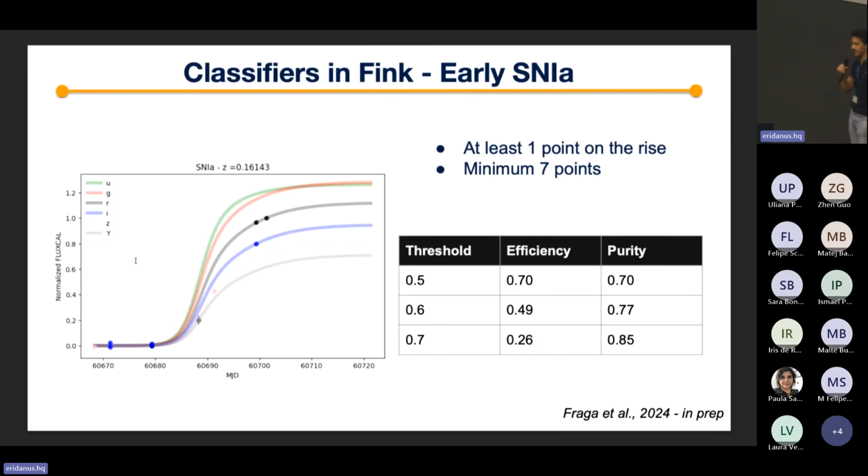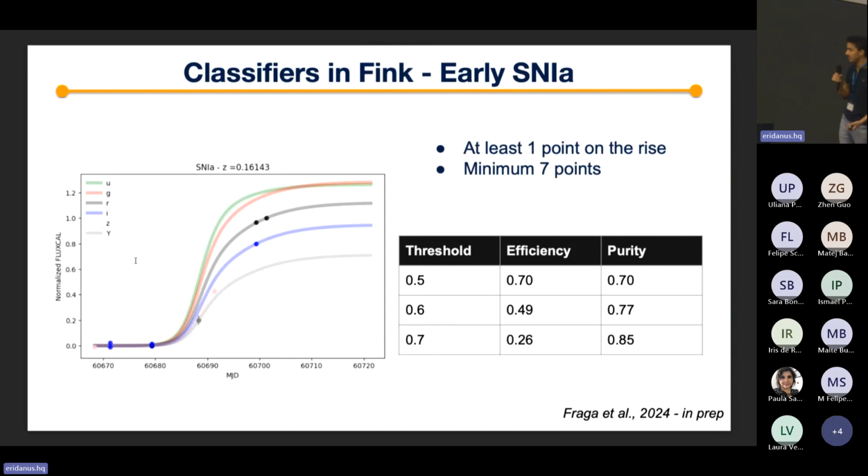Just random forest trained with these features and extra features. Anyway, we get 70% efficiency, 70% purity, which is rather good. And the point with early classification is often that we would like to take a spectrum or make some follow-up. And so in that regard, we would like to have purity as high as possible.